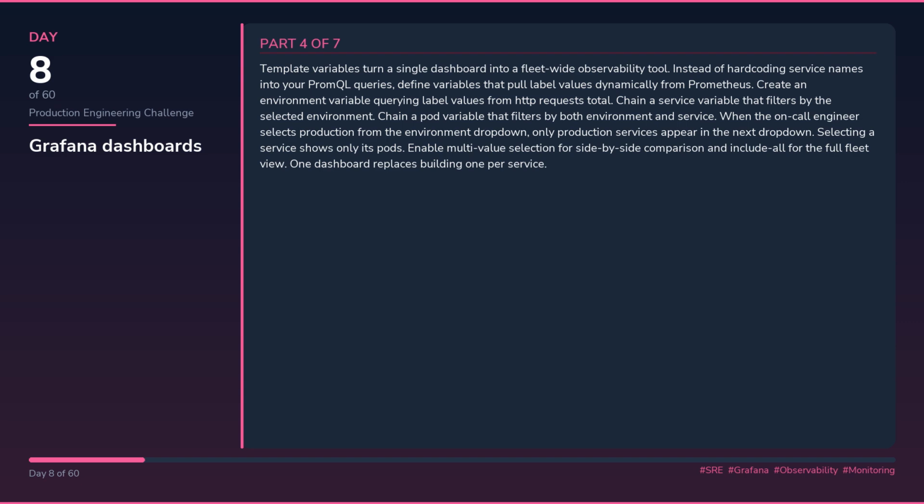When the on-call engineer selects production from the environment drop-down, only production services appear in the next drop-down. Selecting a service shows only its pods. Enable multi-value selection for side-by-side comparison and include all for the full fleet view. One dashboard replaces building one per service.